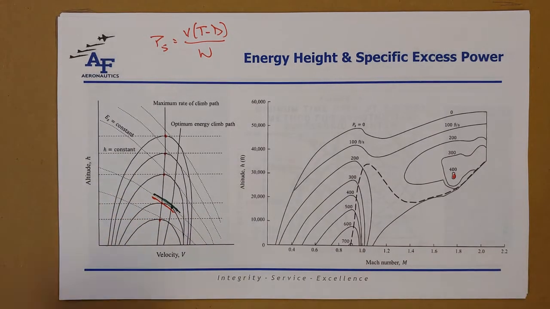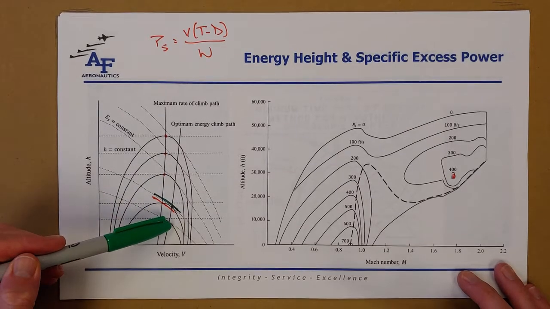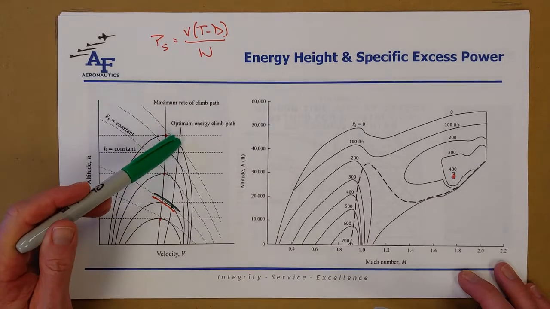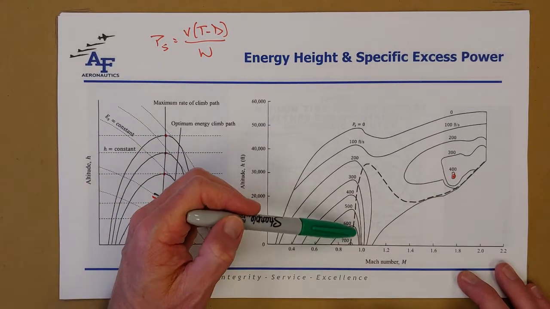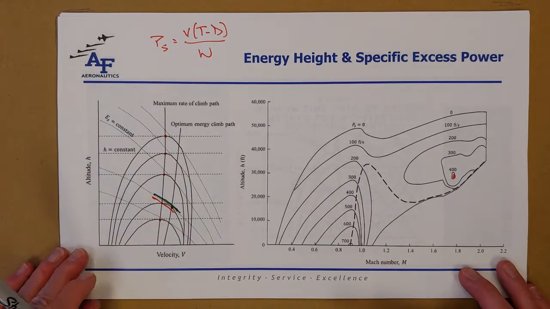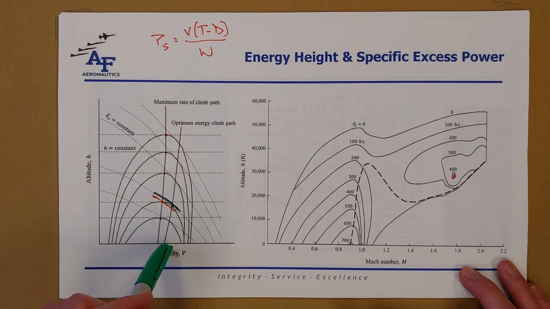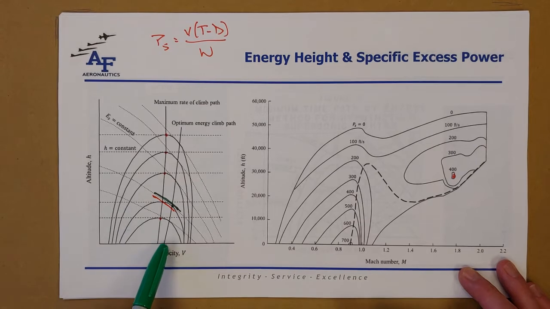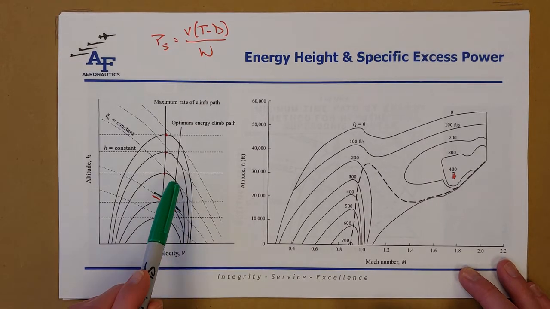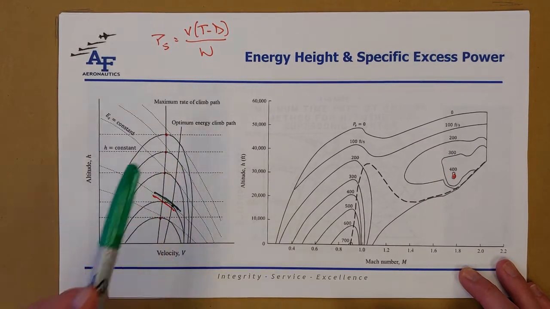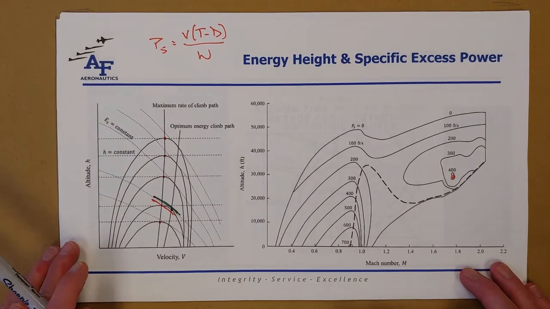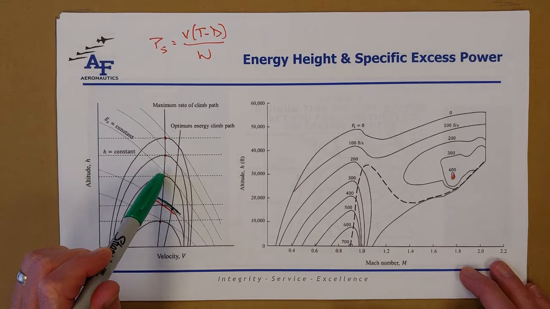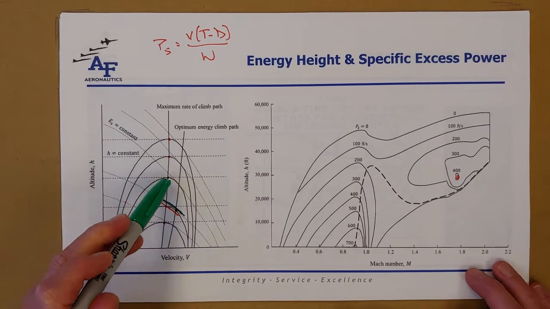So where the energy height contours are tangent to the P sub s contours, that will be your optimum climb path, and that's what we did here. So again, if you're going to set a record like the Streak Eagle, where you're trying to get to a maximum energy state, you're going to want to climb through these points where your energy heights are tangent to your P sub s lines. If, however, you want to maximize your rate of climb, you'll do that through the dH/dt.